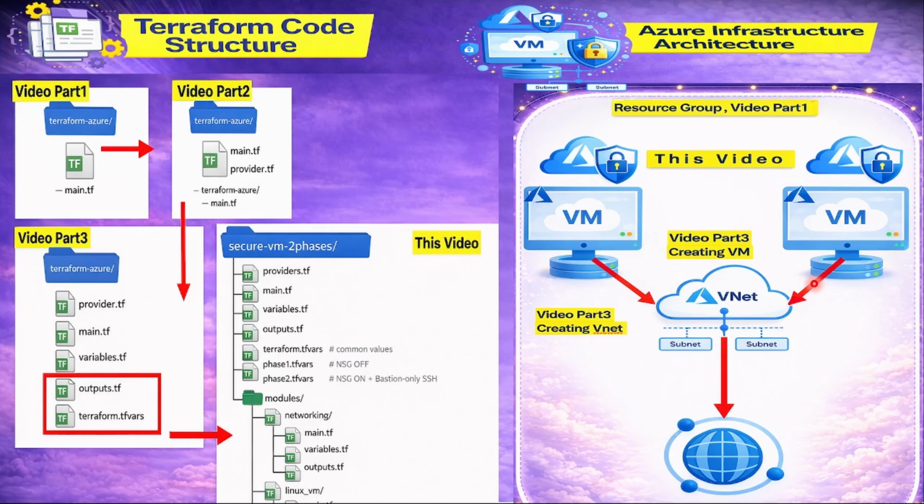We'll implement network security groups properly and also restrict access using Azure Bastion. This is where infrastructure becomes production ready and where you start thinking like a cloud engineer. So let's move to the next slide and talk about how we can secure a virtual machine.